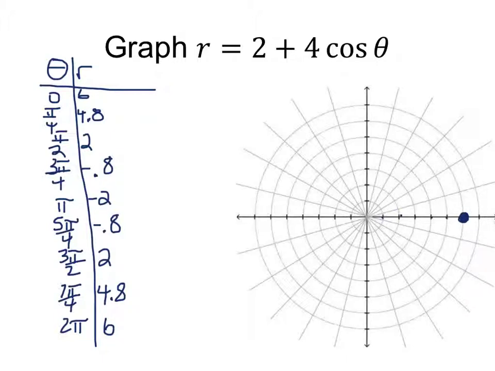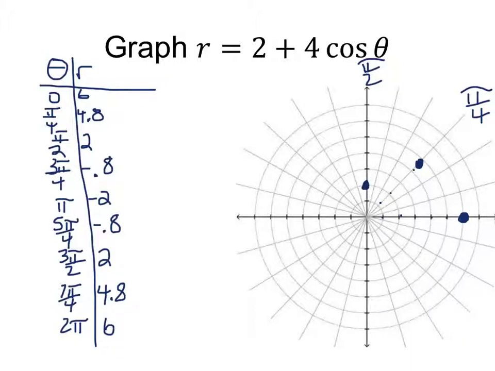I have pi over 4, 4.8. Remember, pi over 4 is this angle here. And I have 4.8, so I go up 1, 2, 3, 4, and 0.8, and I get to a point that looks to be sort of right there. I have the point pi over 2, 2. So my angle pi over 2 is here, and I want a radius of 2, so I go up 2.